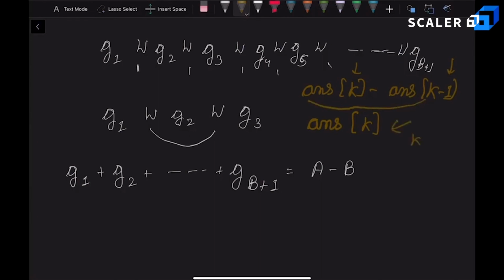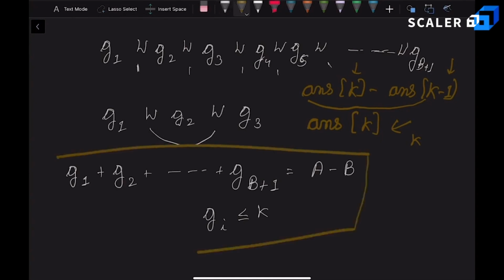Now given a K, the maximum consecutive matches lost is at most K. That is equivalent to saying that Gi is less than or equal to K. So we have this additional constraint that Gi is less than or equal to K, and G1 plus G2 and so on up till G(B+1) is A minus B. So this is our equation, that is, the solution to these two will give us answer of K.